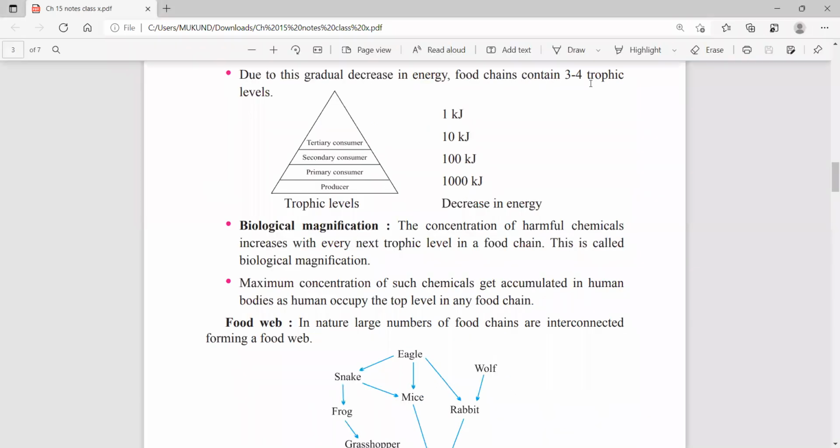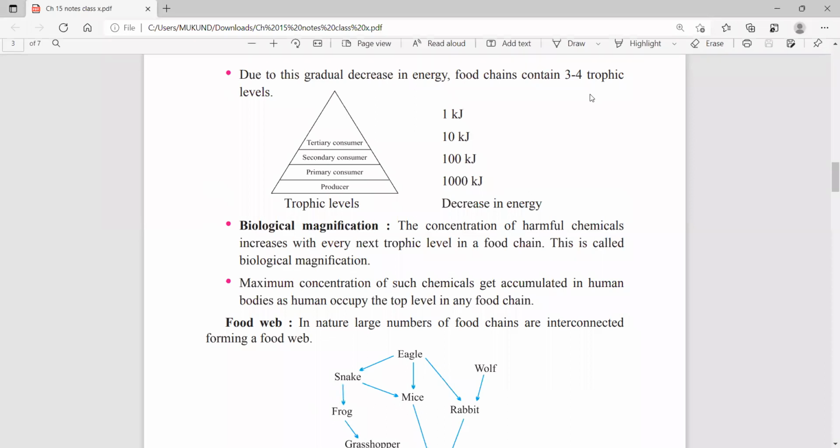And the last one are tertiary consumers, the omnivores. In your book, please write down: tertiary consumer, omnivores; secondary consumers, carnivores; primary consumers, herbivores. As you can see, producers are closer to the source, having a high source of energy. Slowly and gradually, how much energy is being reduced?